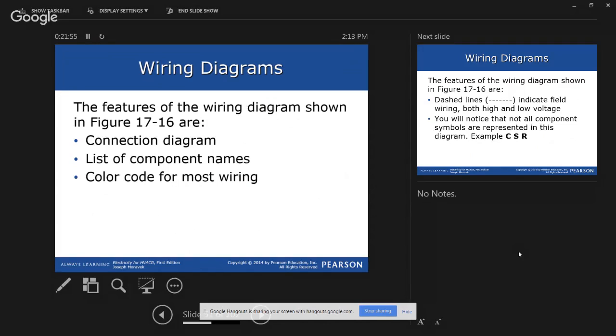Wiring diagrams. The features of the wiring diagram show 1716, the connection diagram, the list of components name, and the color code for the wiring.